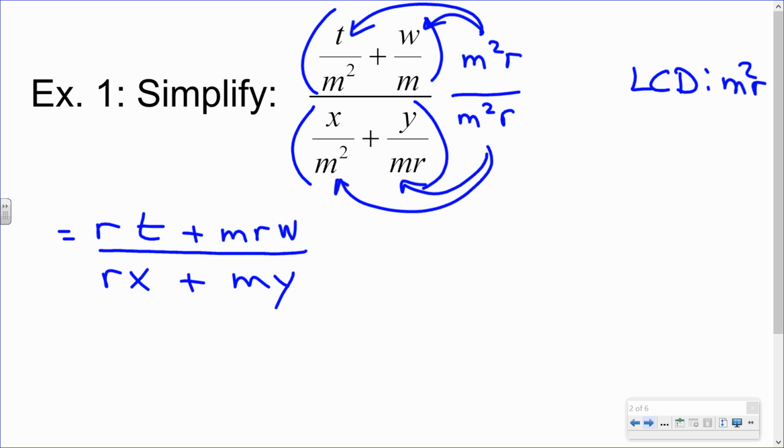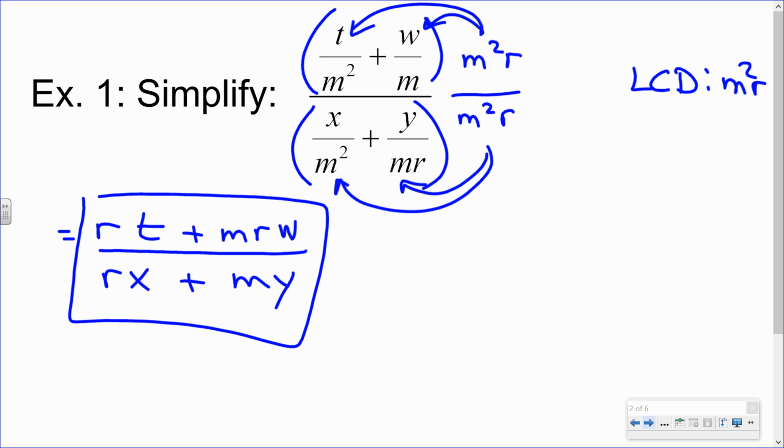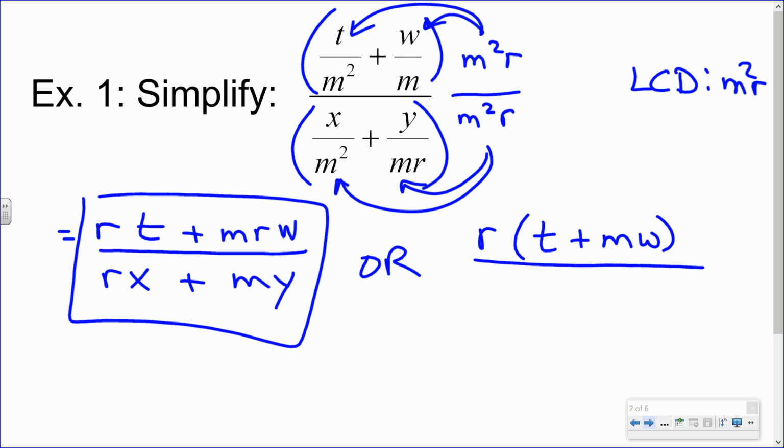Okay. You must at least do a mental check. Is there a GCF that I could factor out? Or can I factor numerator or denominator as parentheses times parentheses to see if you have anything that cancels numerator and denominator? So I look at this denominator and there's nothing I can factor. So I could say that's my answer. I could also say, what is the GCF of the numerator? So I could factor an r out of that and be left with t plus mw, but there's still nothing I can factor in the denominator.